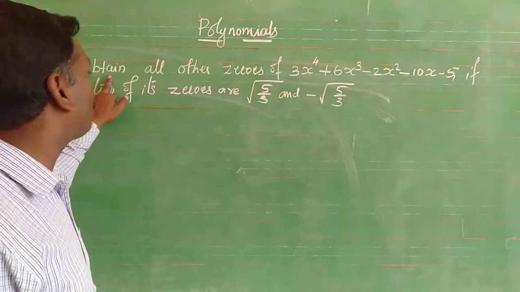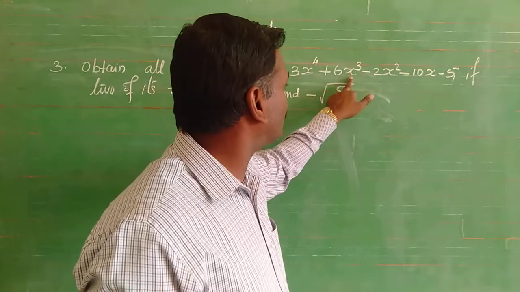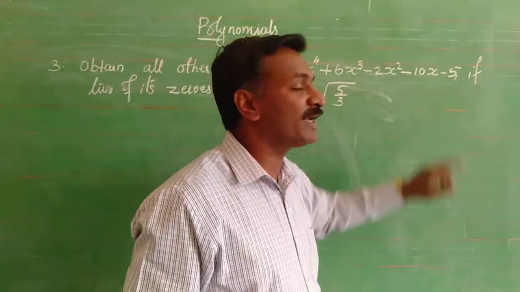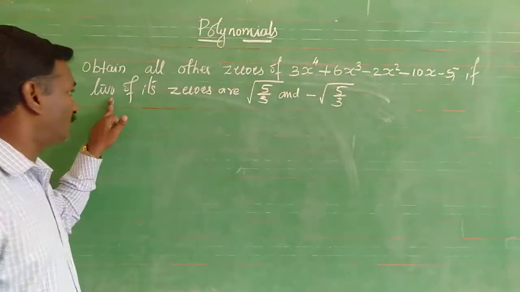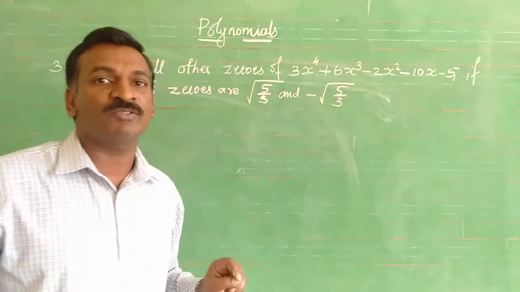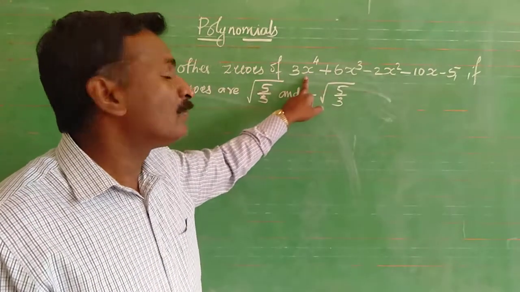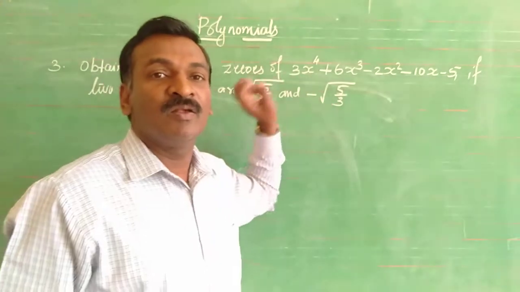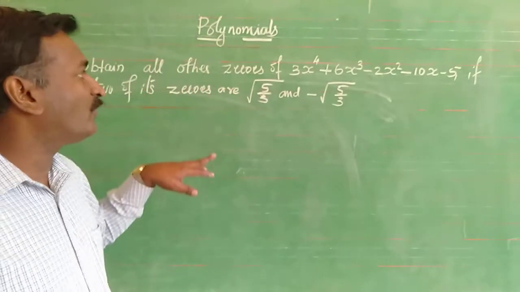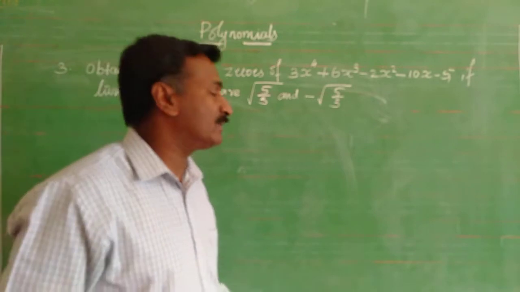Here, obtain all other zeros of 3x raised to 4 plus 6x cubed minus 2x squared minus 10x minus 5, if two of the zeros are root of 5 by 3 and minus root of 5 by 3. Two zeros are given, we want to find the other two zeros because it is a biquadratic polynomial. There are 4 zeros. We want to find the other two zeros.